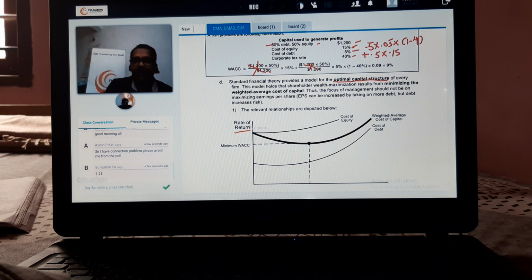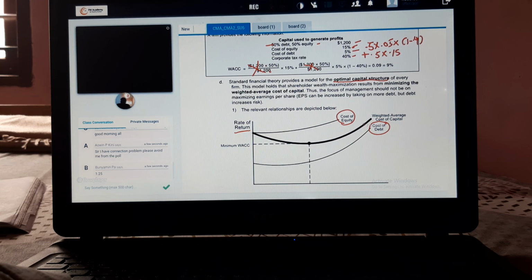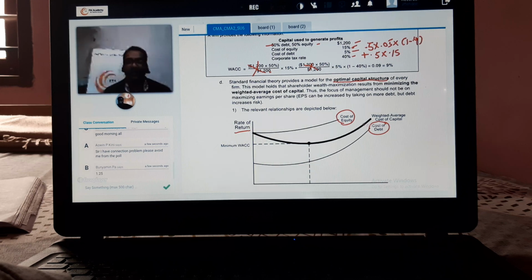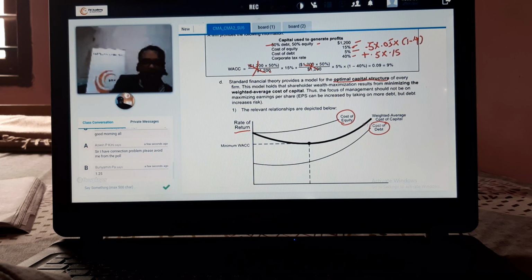Remember, the cost of equity is more than cost of debt. So you have got two components, cost of equity and cost of debt. When you are here, let's say at 0, you have only equity.